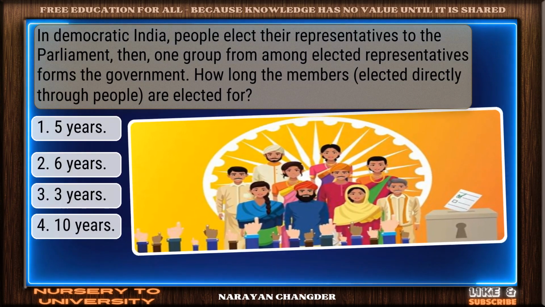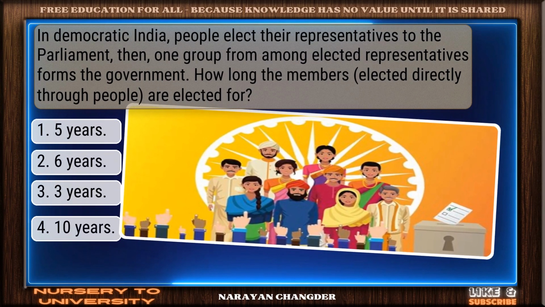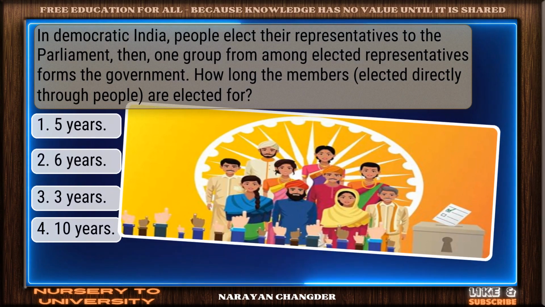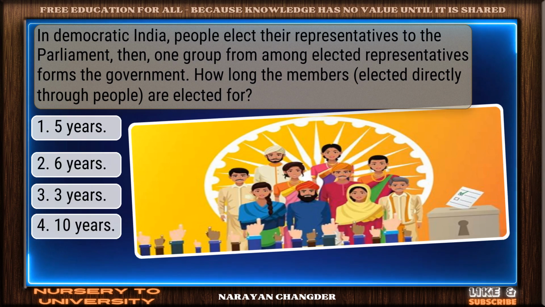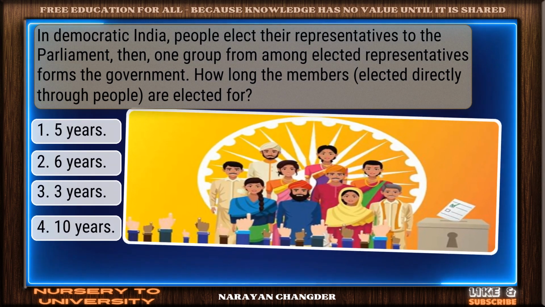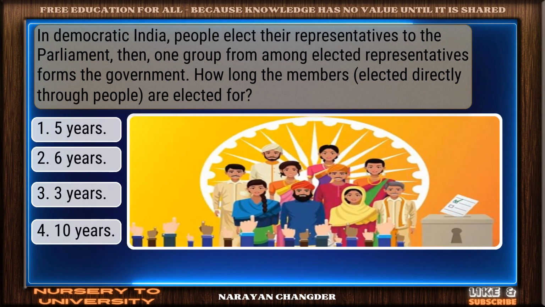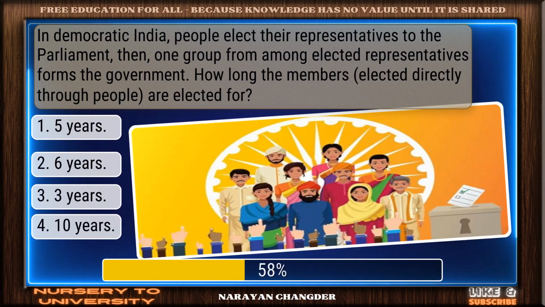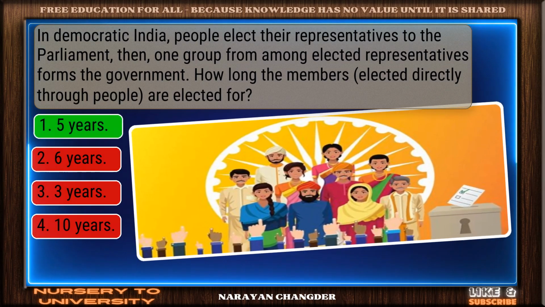Question number 3. In democratic India, people elect their representatives to the Parliament. Then, one group from among elected representatives forms the government. How long are the members elected for? Bravo, 5 years is the answer.